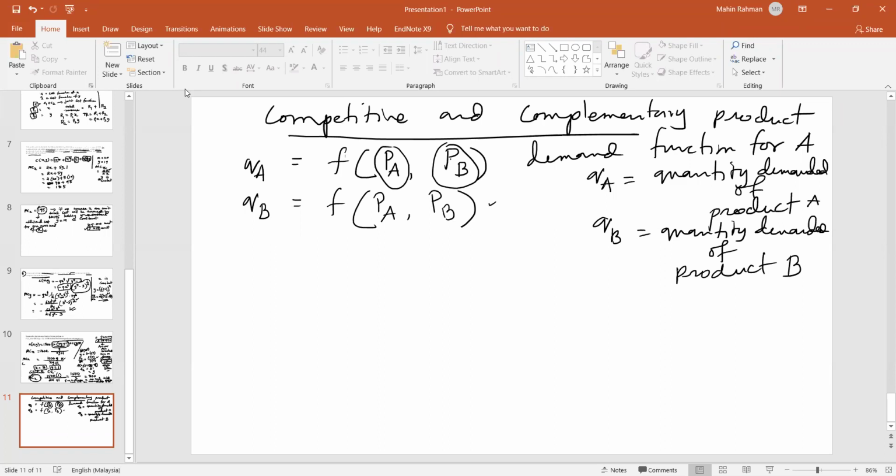Like when you purchase some product, you go to the shop, you find that the two products are of the same quality, but one is cheaper than the other one. Which one will you buy?